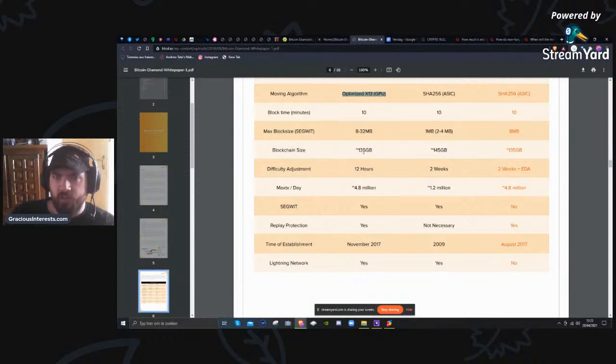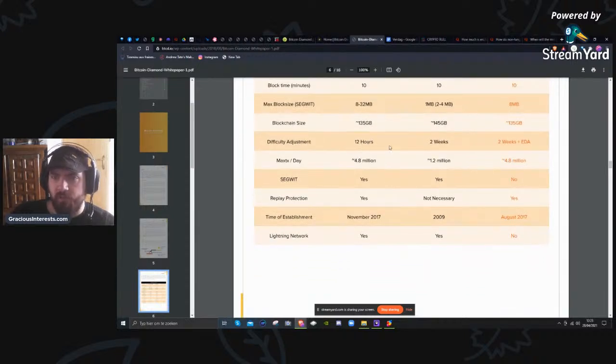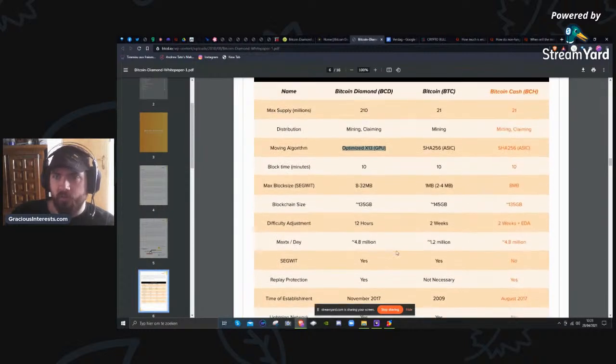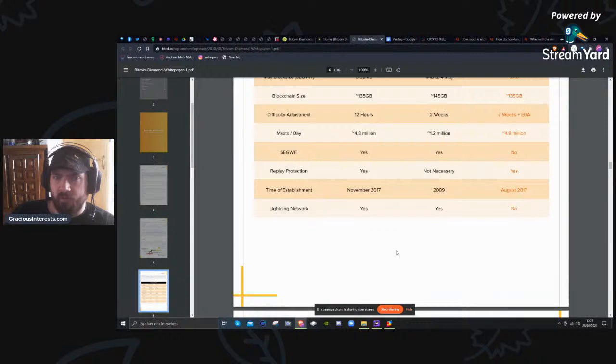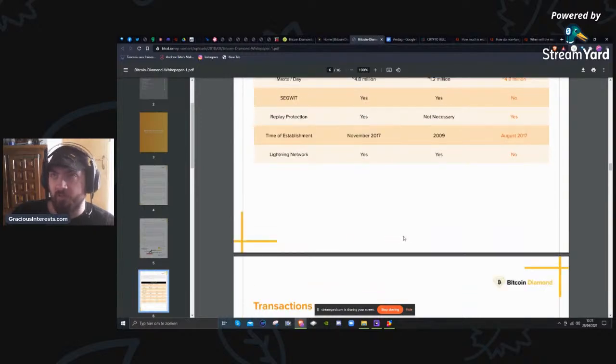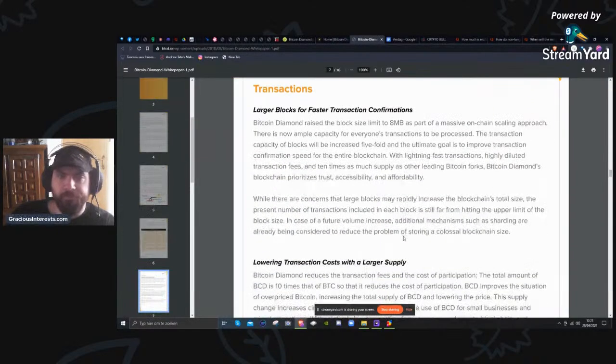Blockchain size approximately 135 gigabytes. Difficulty adjustment every 12 hours, versus 2 weeks, approximately. Transactions a day, 4.8. These are theoretical, but as you can see here, it's a combination between Bitcoin and Bitcoin Cash. So I assume the developers tried to take the best of 2 worlds, the best of Bitcoin and the best of Bitcoin Cash, which in itself is already another fork of Bitcoin.